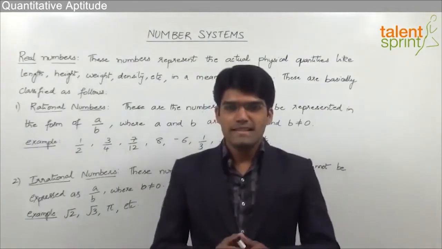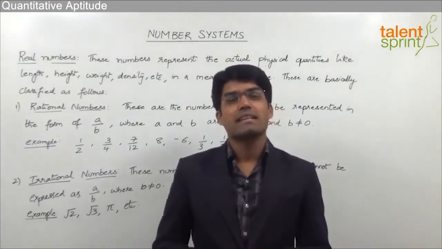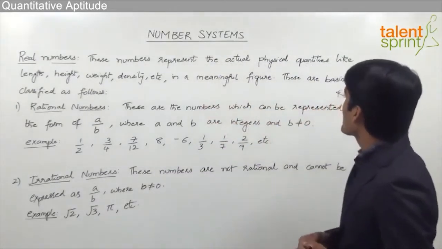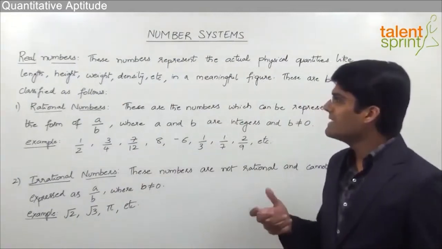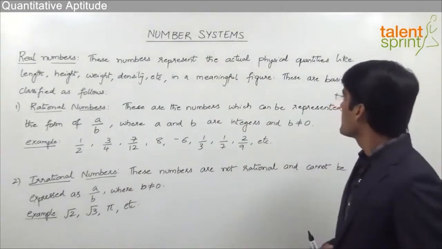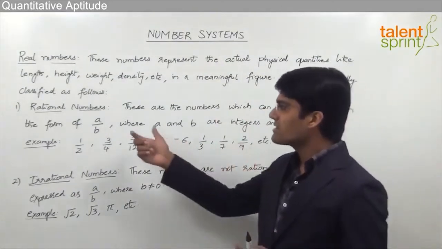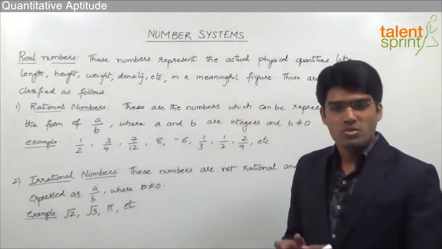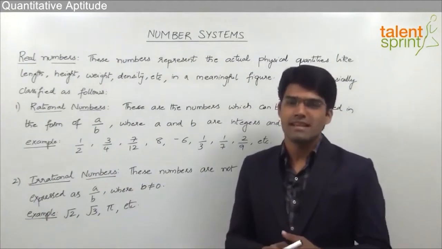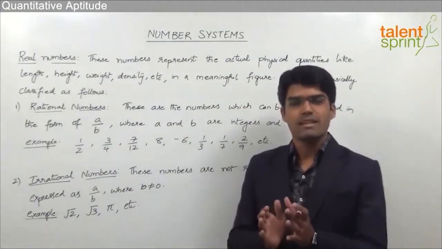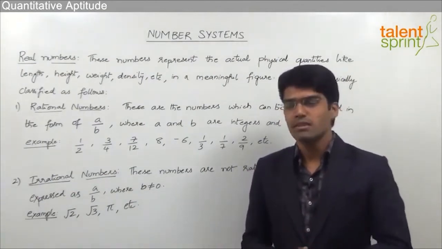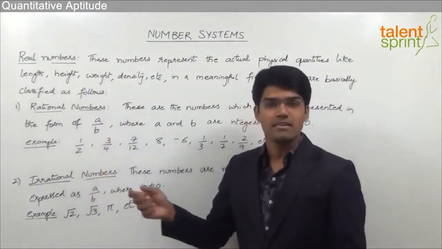Let us now understand what is meant by real numbers and the classification of these real numbers. These are the numbers which represent the actual physical quantities like height, weight, density, etc. in a meaningful figure or a meaningful number. Now these are basically classified as rational numbers and irrational numbers. So real numbers are those numbers which we use in the physical world to measure various things like height, weight, etc. So this comes out as a meaningful figure or a meaningful number, and the basic classification of real numbers is rational numbers and irrational numbers.